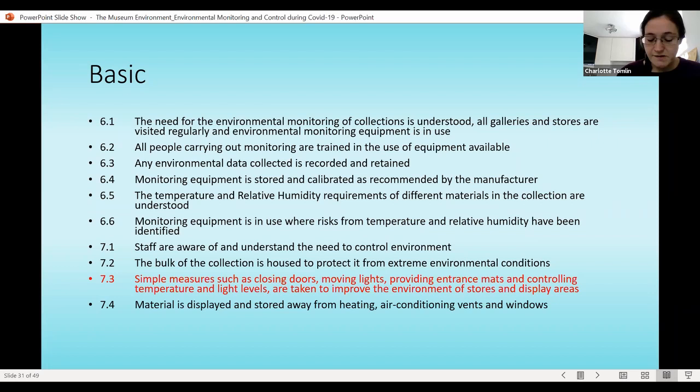So before introducing the different control methods available, I encourage you to look closely at your museum to see if there are any simple measures that could be made. Hopefully you have already started to think about how you can fulfill this benchmark.